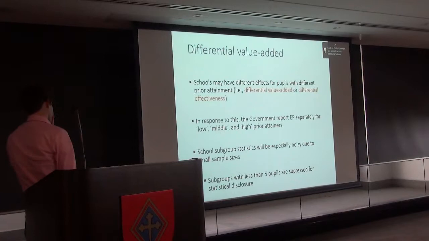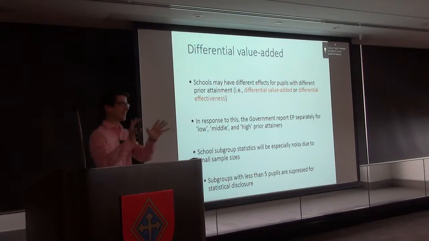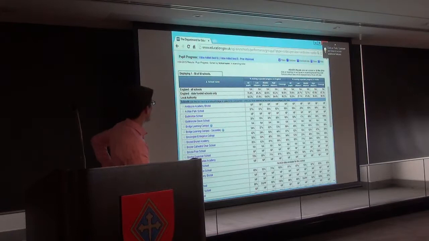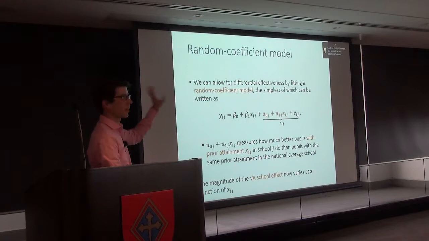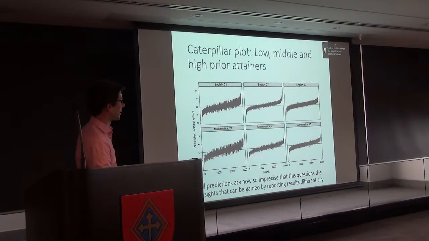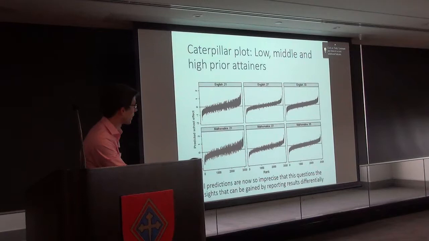I must be careful because there's no one here from the DfE to defend, and I'm giving a particular argument here. But you can see separate numbers for low attainers, middle attainers, high attainers, and so on. Just to say, you can extend the multilevel value-added approach to random coefficient models to get that. And if you did, you'd see very imprecise plots for the low, middle, and high attainers' predictions of value-added effects.